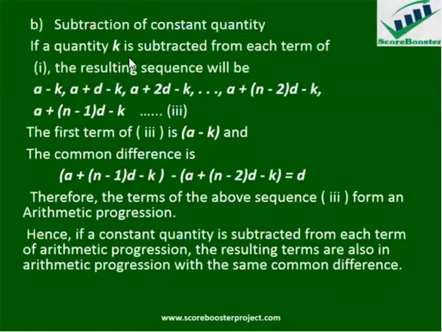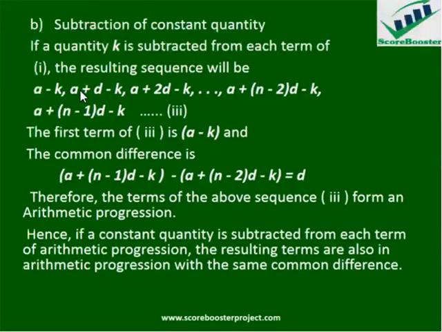If a constant quantity k is subtracted from each term of 1, that is the generalized form of an arithmetic progression, the resulting sequence will be a minus k, a plus d minus k, a plus 2d minus k, up to a plus (n minus 2)d minus k, up to a plus (n minus 1)d minus k, and that is tagged as the third equation. The first term of the third equation, which is the sequence obtained by subtracting the constant quantity from the terms of an arithmetic progression, is a minus k.